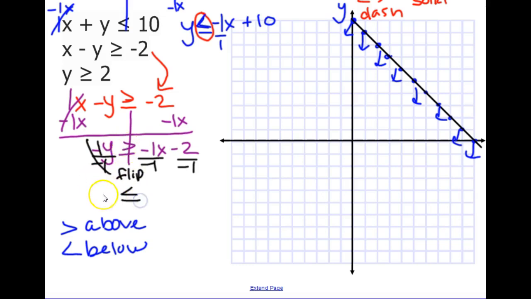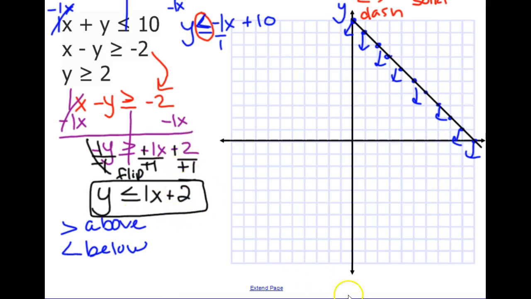So now we have it the other direction. We have y is less than or equal to. 2 negatives there make a positive 1x. And again, 2 negatives make a positive. 2 divided by 1 is 2. So this one I'm actually going to do in red here. So I'm beginning at 2, up 1, 2. And my slope is 1 over 1. Rise 1, run 1, up and right, or down and left.